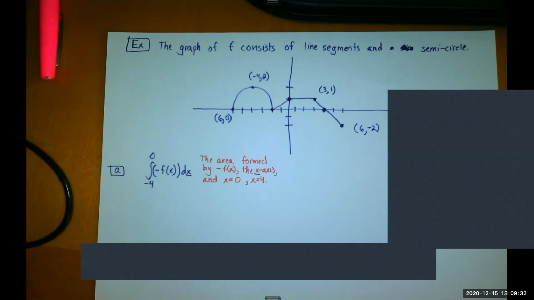I got to calculus and we started doing things. I'm like, oh, all right, well, that makes sense. That's what's going on here.